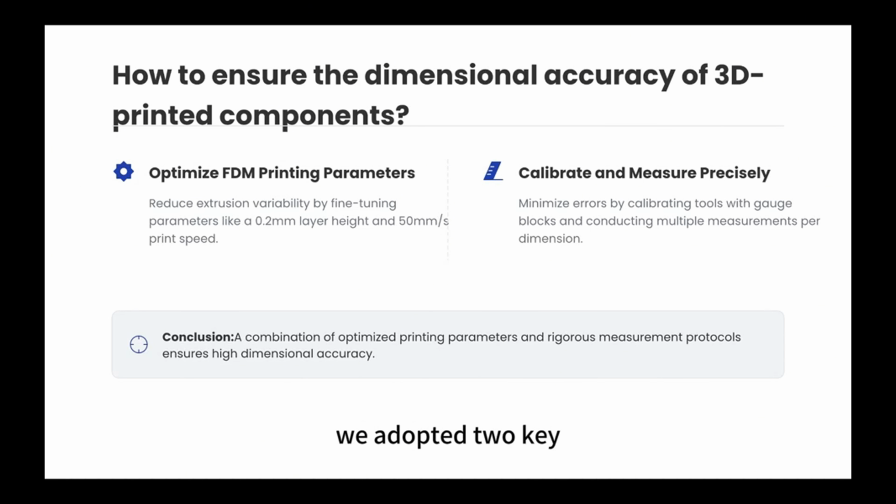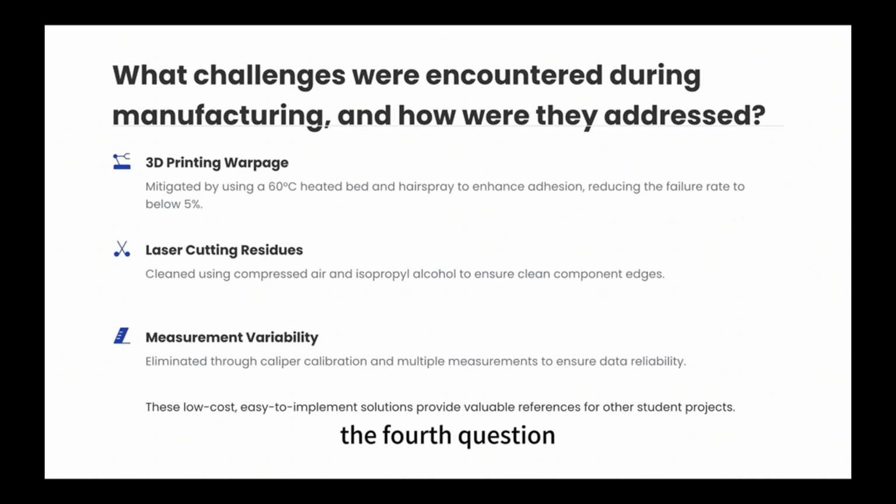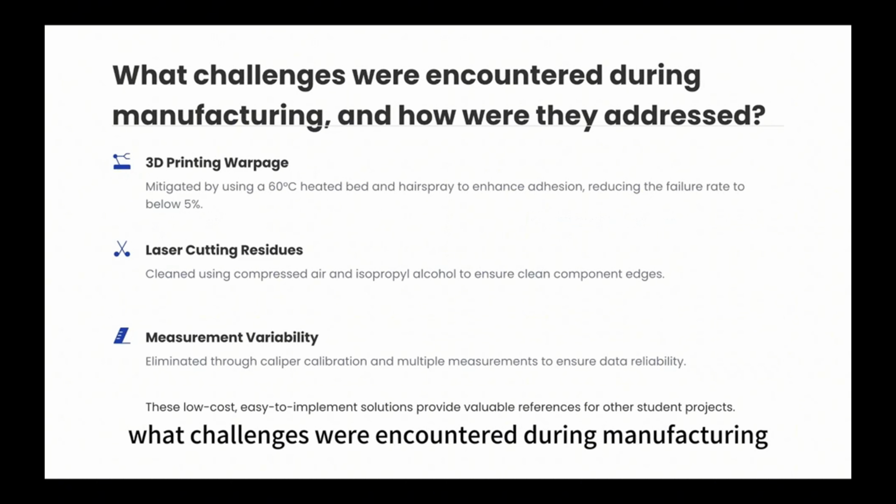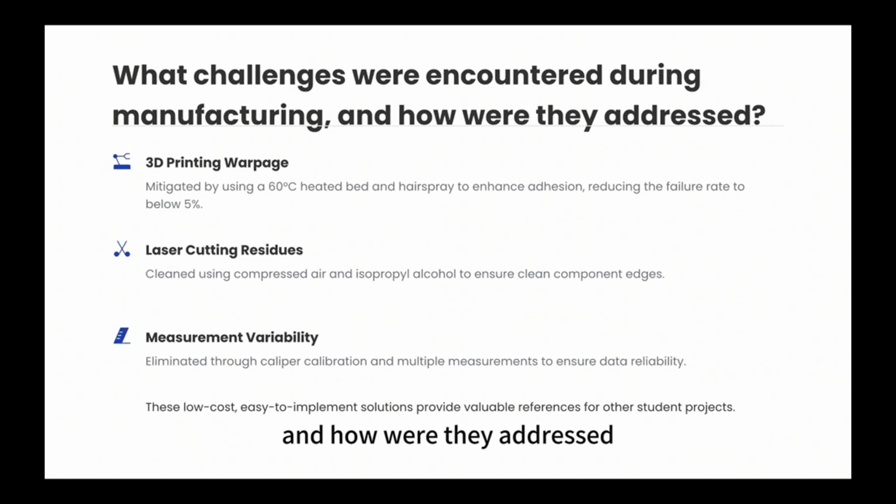We adopted two key measures. First, optimizing FDM printing parameters, such as a 0.2 mm layer height and 50 mm per second print speed, to reduce extrusion variability. Second, calibrating the digital caliper with standard gauge blocks and performing multiple measurements for each key dimension to minimize measurement errors. The fourth question is, what challenges were encountered during manufacturing and how were they addressed?